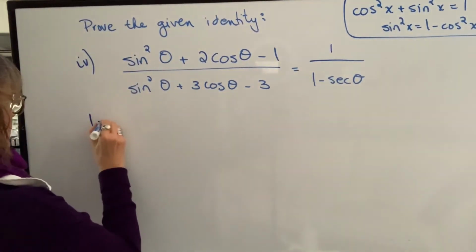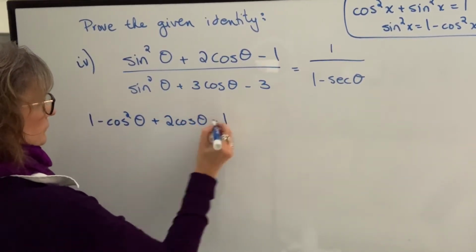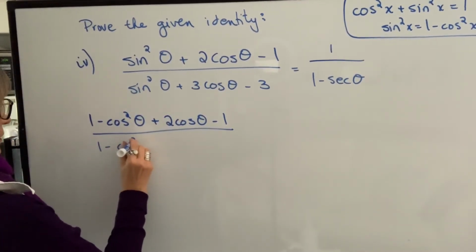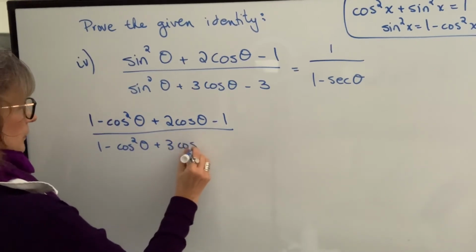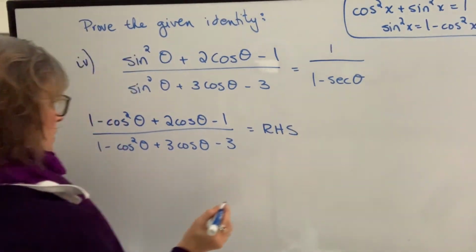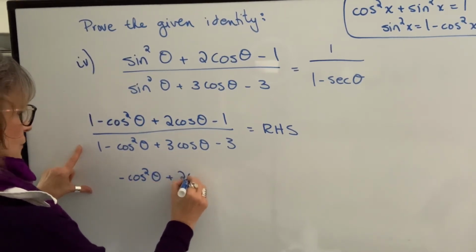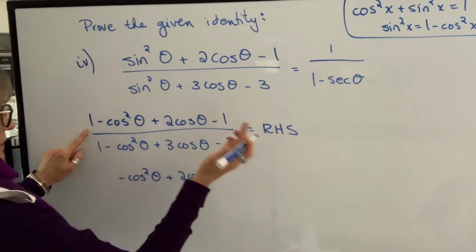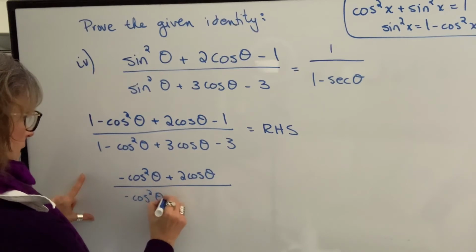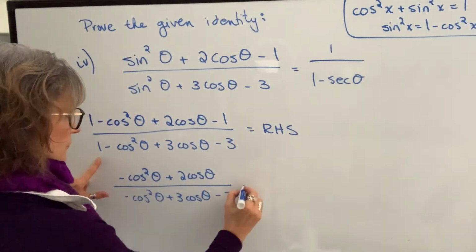So sine squared theta will be 1 minus cos squared theta. I'm going to do the same thing in the denominator. I'm going to replace sine squared theta with 1 minus cos squared theta. And I'm going to combine like terms. So I've got negative cos squared theta plus 2 cos theta, and I have 1 minus 1, so it's gone. In the denominator, I have negative cos squared theta plus 3 cos theta. 1 minus 3 is minus 2.